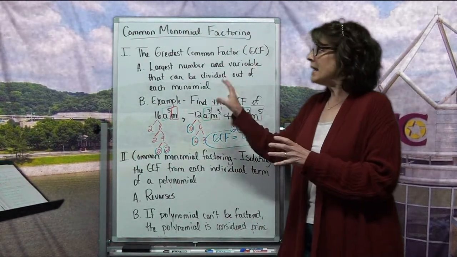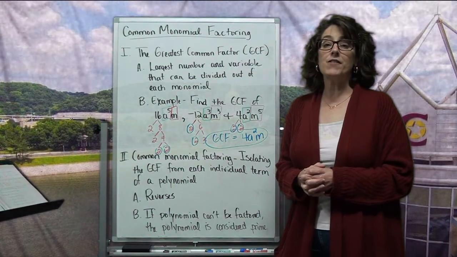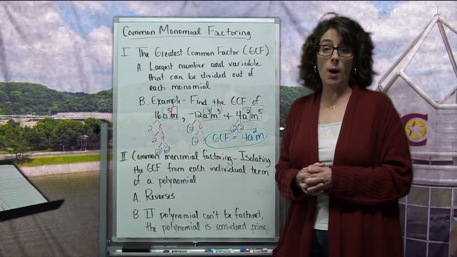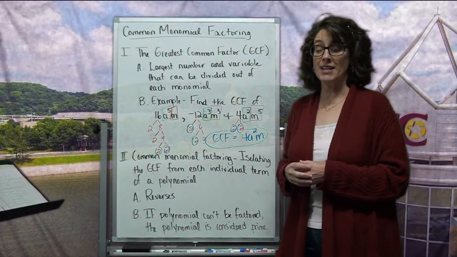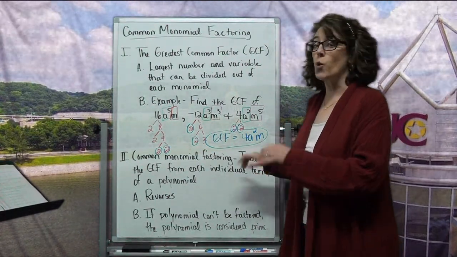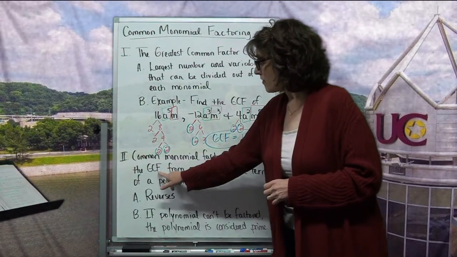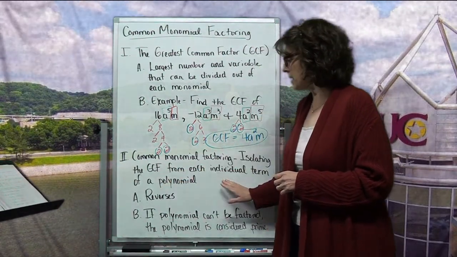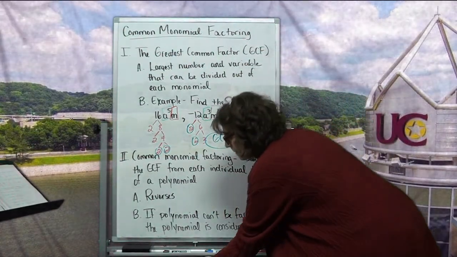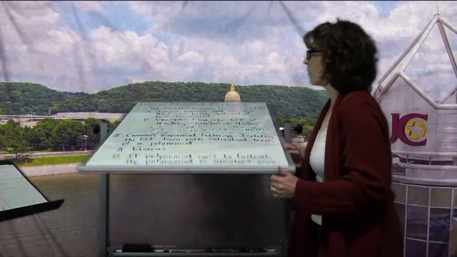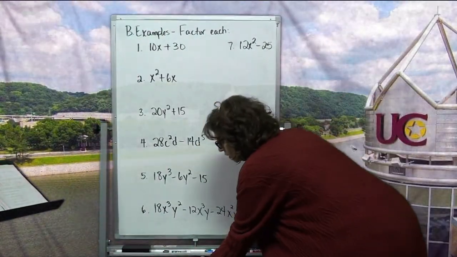Now, being able to identify that GCF is going to be very important for doing common monomial factoring, because all that common monomial factoring is isolating or dividing out that greatest common factor from each individual term in your polynomial. So before we get into A and B, let's take a look at some examples here of what this common monomial factoring looks like.